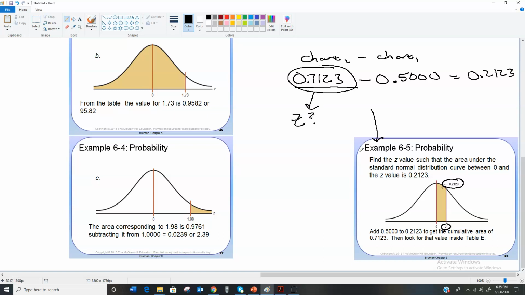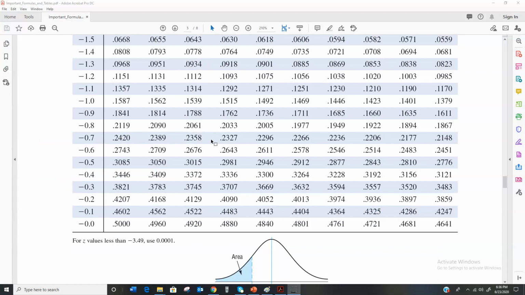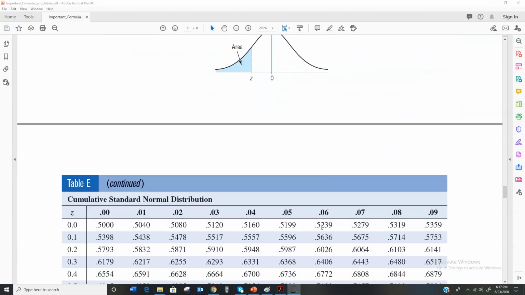So there won't be any like this on the test, but there's a few on your homework. And so what you have to do with this is you actually have to look in the body of the chart for this 0.7123. So we go to the chart. Remember, we've already got the percentage and we're looking for the z. Okay, here we go. So we're looking for 0.7123 in the body of the chart.